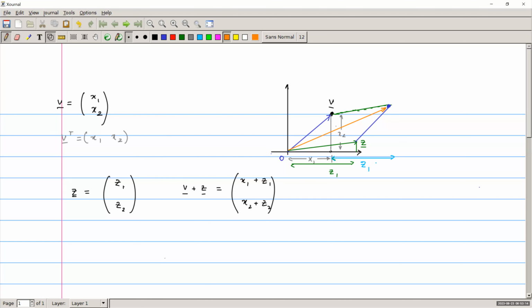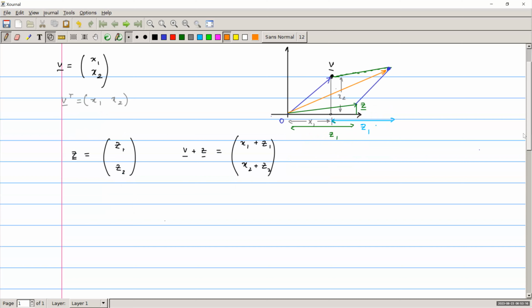So there is another thing we like to do with vectors, the scaling of vectors. If you have v as x1, x2, let me draw this picture again.